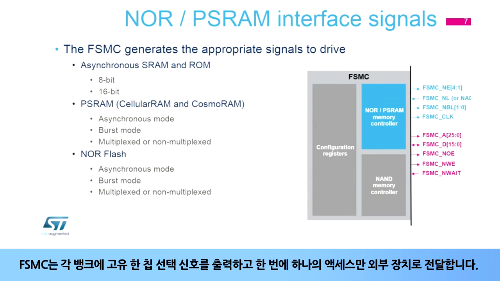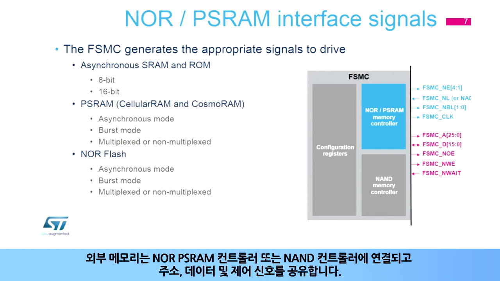The FSMC outputs a unique chip select signal to each bank and performs only one access at a time to an external device. The external memories are connected to either the NOR PSRAM controller or the NAND controller and share address, data, and control signals.